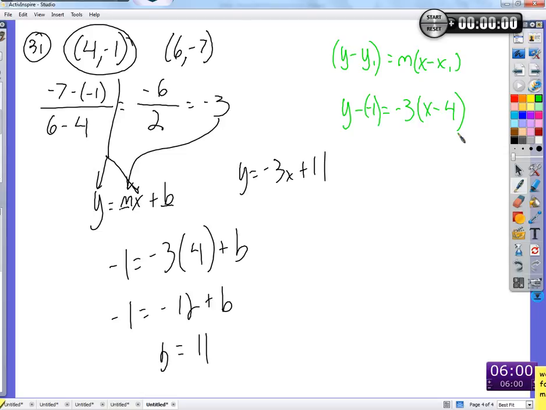Negative 1 and 4. And then we can stop there. That really is an equation of a line. It's not in slope-intercept form, but we could write it that way. Distribute that negative 3. y equals negative 3x plus 11. We did it again.